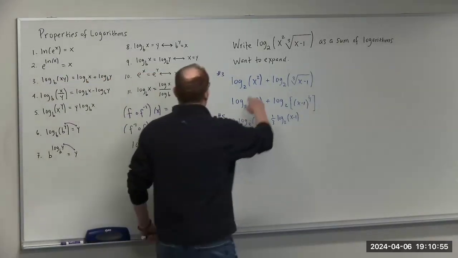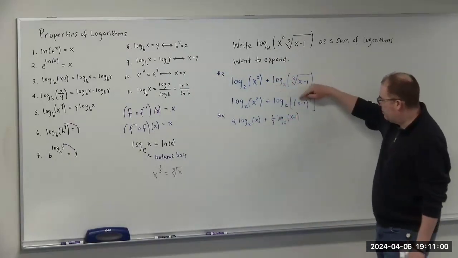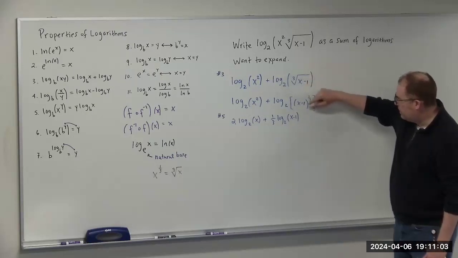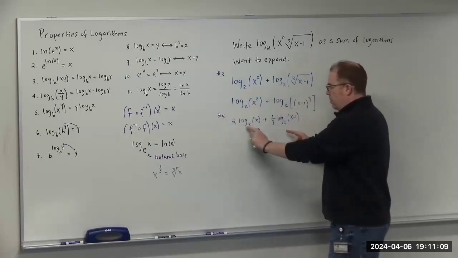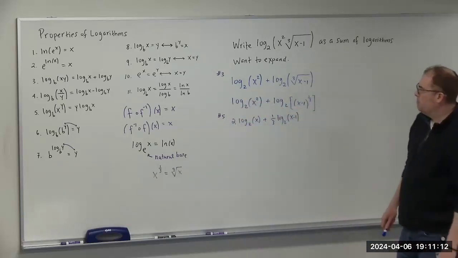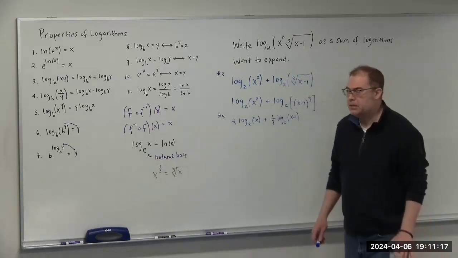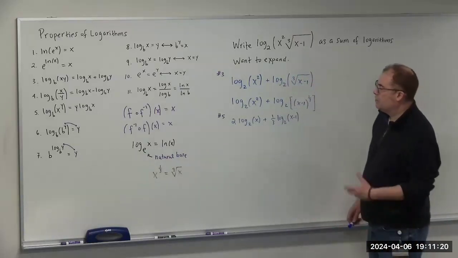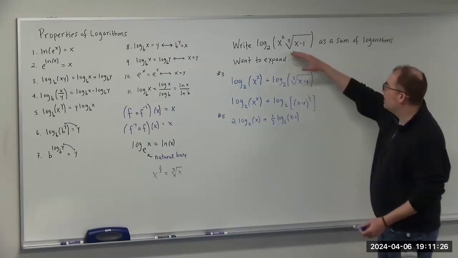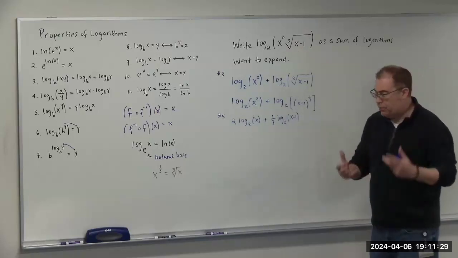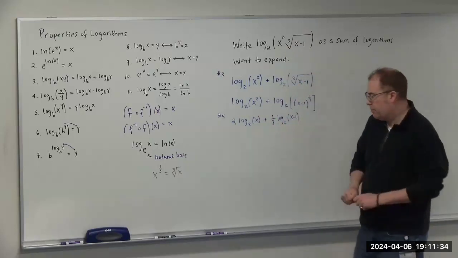Again, we apply number 3, we have a product, it becomes plus, and then we use some algebra here. This is equivalent to this. And then we can bring down the powers in front of the logs. Very useful, by the way. This is used in doing some of the derivatives in calculus, because we have some function like this and we want to find what's called the derivative. By expressing it this way, it becomes a lot easier to do.